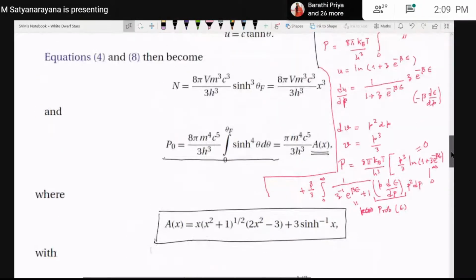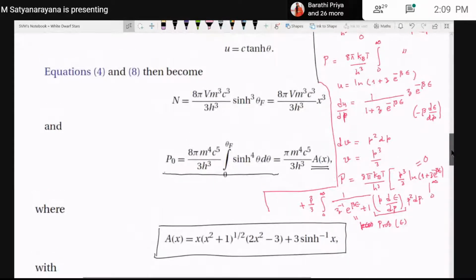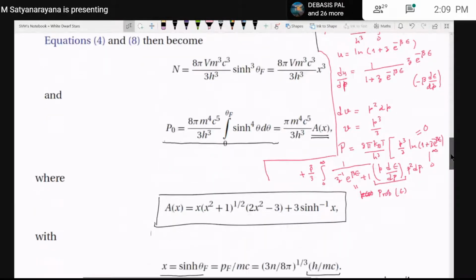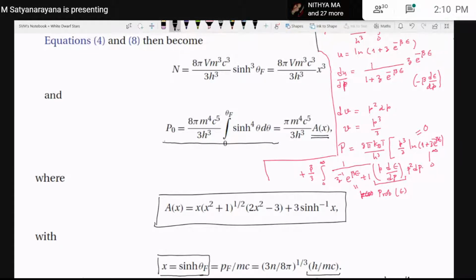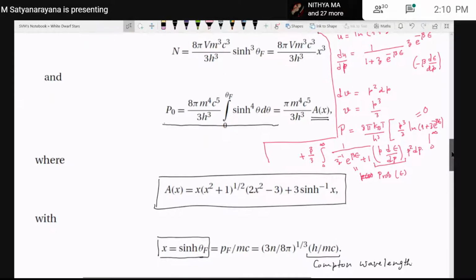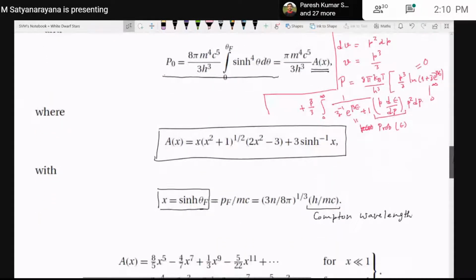So now you can see that we have been able to do this integration, and then we got this A of x to be equal to this. So remember, x is related to this theta f, because x is nothing but sinh theta f. When you make a change of variable carefully, then you will get that as an x here. Then in the integration, everywhere you have to substitute that x, and then you will get this function. A little bit of algebra is involved, but nevertheless, it is doable.